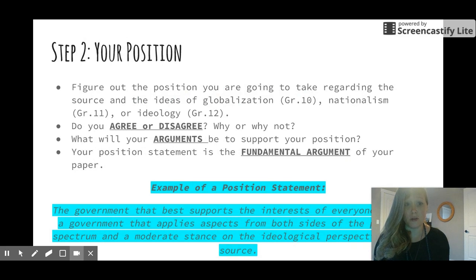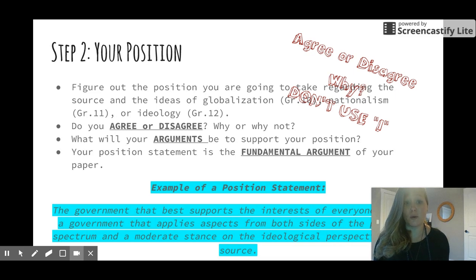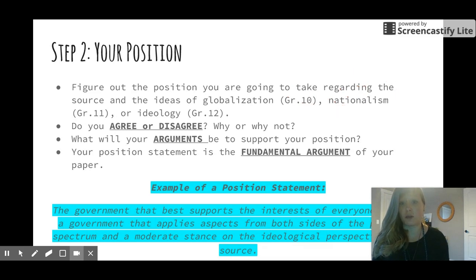Step two, after you do all that planning, is you need to create your position regarding the source and the ideas of globalization, grade 10, nationalism, grade 11, and ideology, grade 12. The most important thing is you need to agree or disagree with the source and tell me why. After that, you need to make sure you have arguments that are able to support your position. If you don't have arguments for your position, you might need to rethink that, because your position statement is the fundamental argument, and all other arguments have to connect back and prove that position.